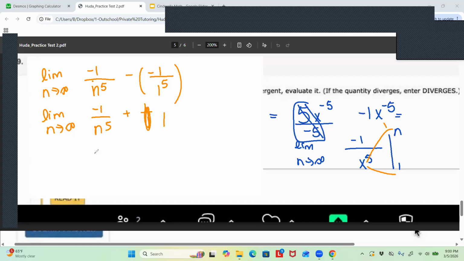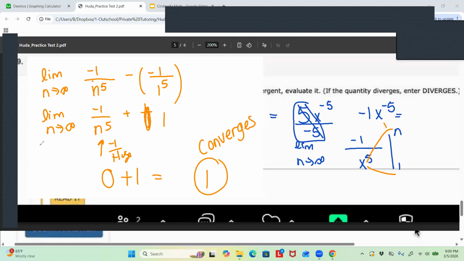And what would be the limit as n goes to infinity? Well, this would be negative 1 over huge. Negative 1 over a million bajillion is nothing. Nothing plus 1 is 1. This converges, and it converges to 1.